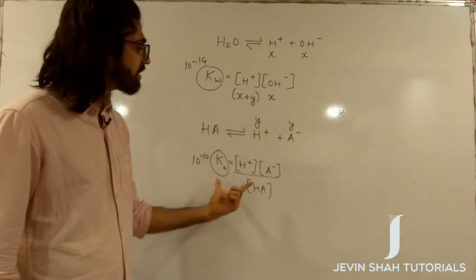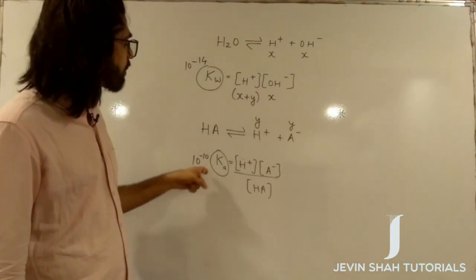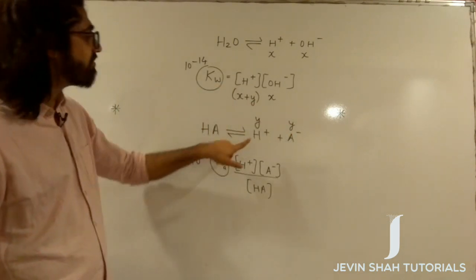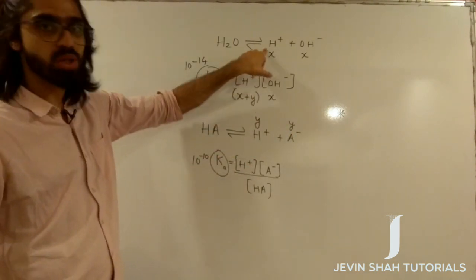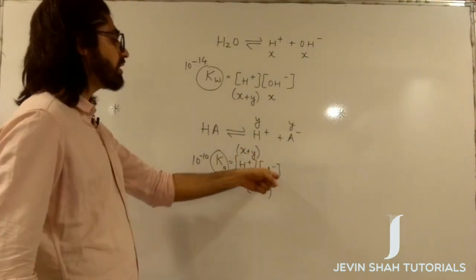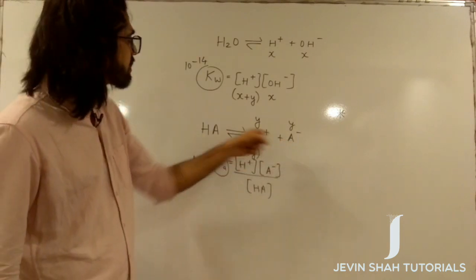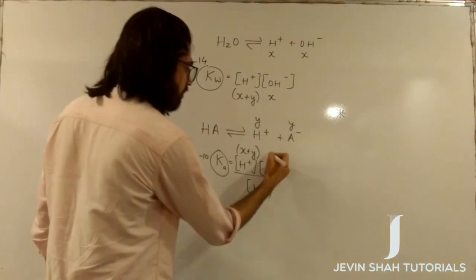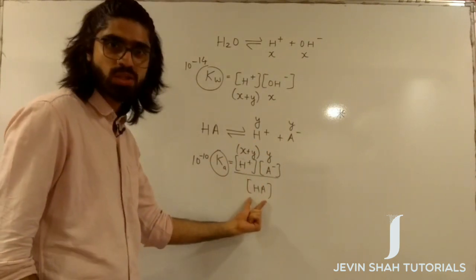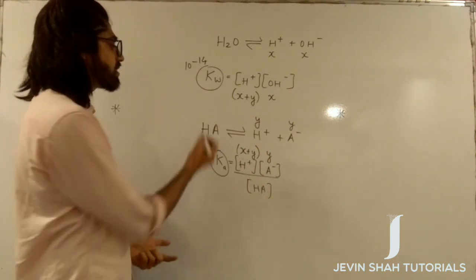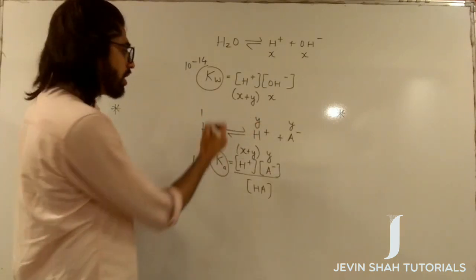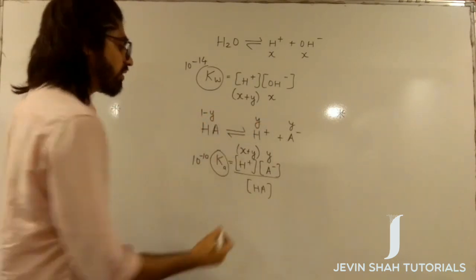Can you try writing the value for this? So 10 power minus 10 will be H plus in the entire solution. That will be Y because of this and X because of this. So that will be X plus Y multiplied by A minus, and A minus comes only because of this. So that will be Y. So X plus Y into Y upon the HA concentration. Let's assume we had taken some 1 mole of HA initially, and out of 1 I said Y dissociated. So the moles of HA I have with me are 1 minus Y.